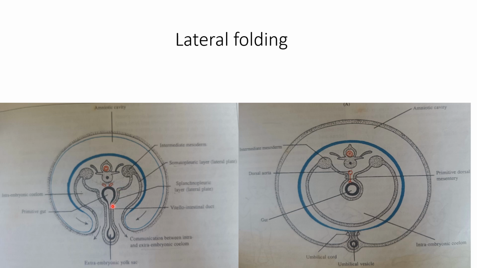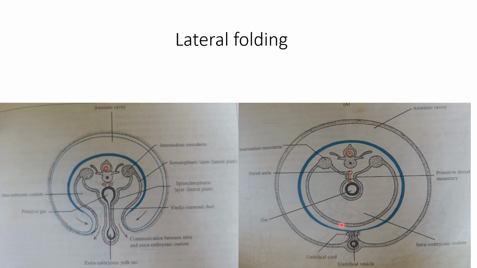Also you can see here a double layer of mesentery is formed. So this is the dorsal mesentery. The dorsal mesentery is suspending the primitive gut, and this is formed by the splanchnopleuric mesoderm. So the splanchnopleuric intraembryonic mesoderm gives rise to the dorsal mesentery. And also you can see here this is the intraembryonic coelom. So intraembryonic coelom is continuing, or it is communicating with the extraembryonic coelom in the region surrounding the umbilical cord.